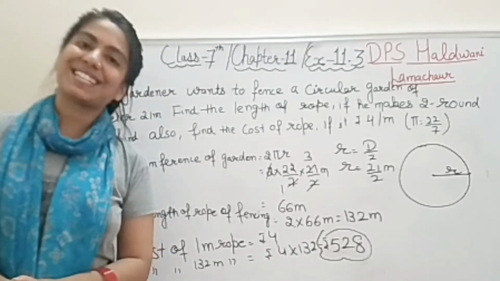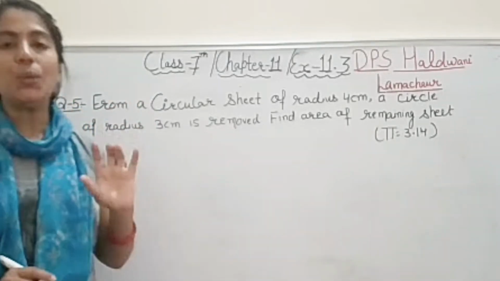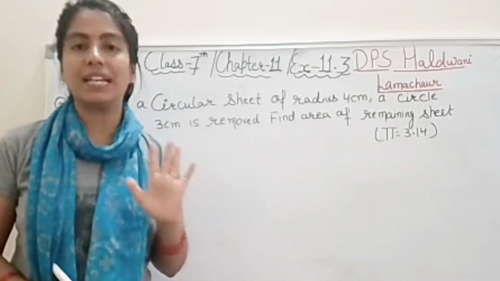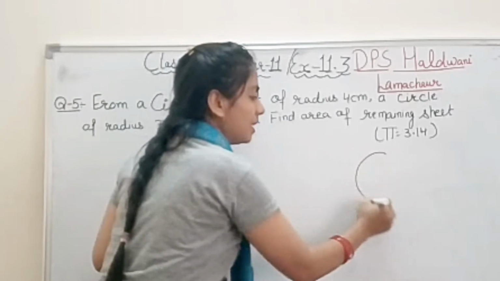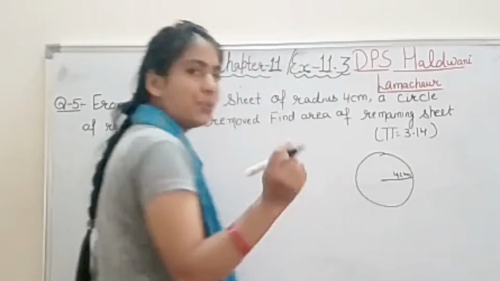Now coming to our next question. Student, question number 5 we have: from a circular sheet, means you have a circular sheet of radius 4 centimeter. You know student, a sheet? So suppose you have a circular sheet, okay, and the radius is 4 centimeter. Right student?